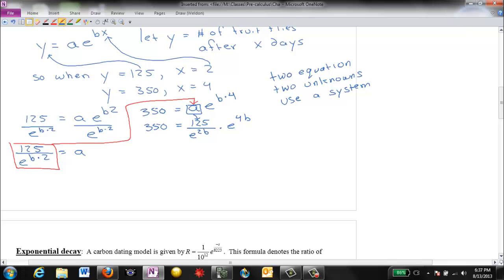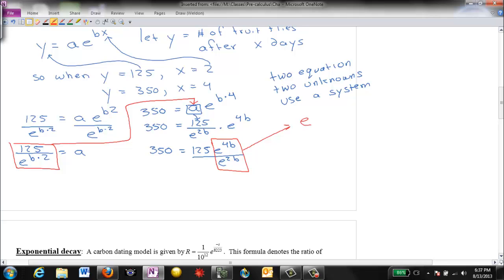Okay, so I'm going to rewrite this. I'm just going to clean it up just a little bit here. So I have 350 equals 125 e to the 4b over e to the 2b. And all I did was I cleaned it up a little bit and I multiplied in the top, and it didn't really change a whole lot, but it makes it easier to see this little piece of the equation right here. And I'm just going to bring that off to the side.